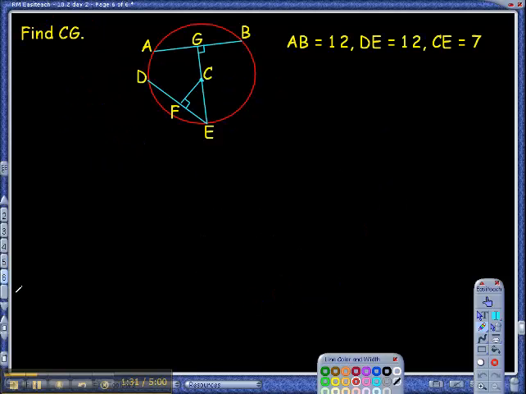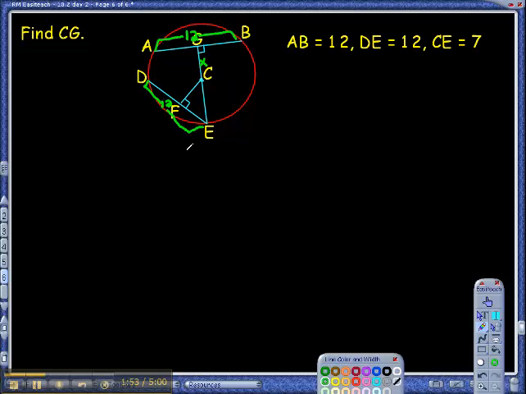All right. The other example that you had, it said we were supposed to find CG. So we're supposed to find this measure right here. Now, I'm going to go ahead and label the picture. We know that AB was 12. That's this whole measure. And we know that DE was also 12.